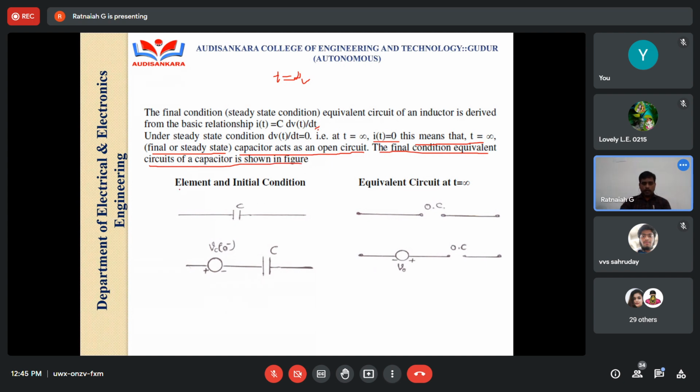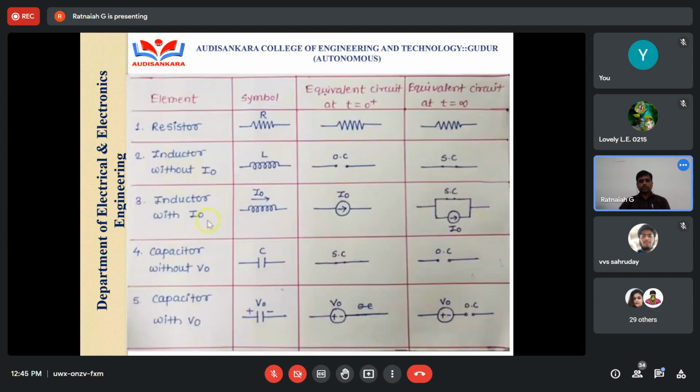That means the elements: inductor, capacitor. This is a capacitor at steady state. It can be replaced by an open circuit. So at t is equal to infinity, the capacitor will behave like an open circuit. Even though it has initial charge V of 0, at steady state it can be replaced by a voltage source with an open circuit. So by combining the 3 elements with all modifications, we have a simple table.